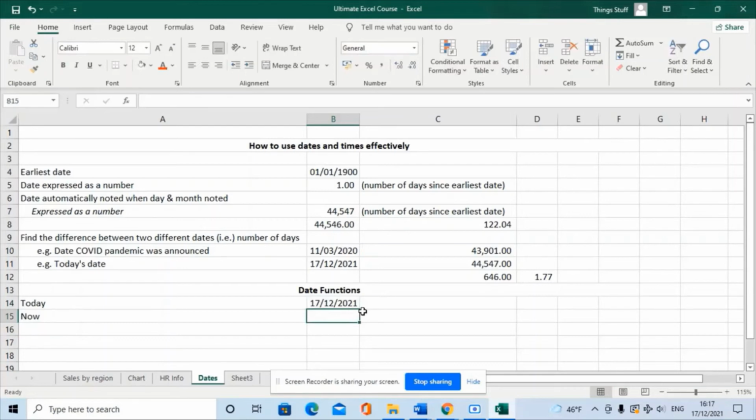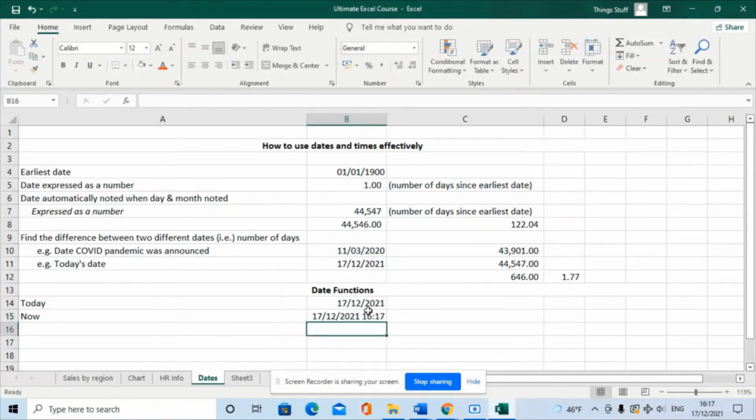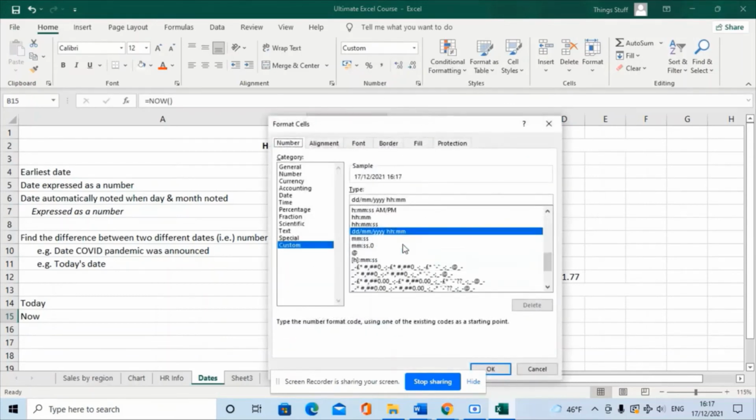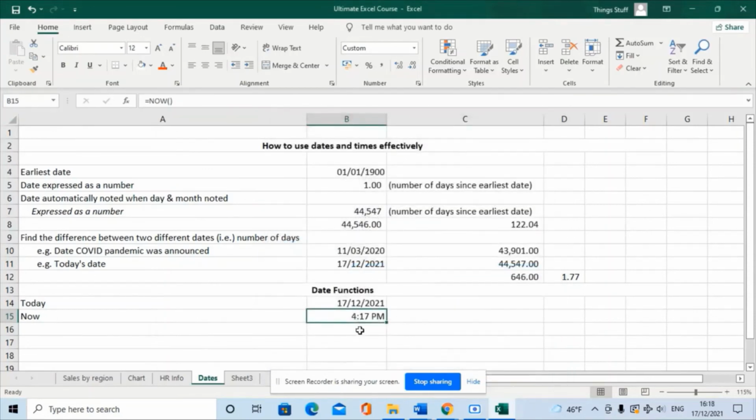And if you want a more specific date that includes the time, you can do that. That provides you the exact date and time, and we can reformat that so that we have 4:17 p.m.